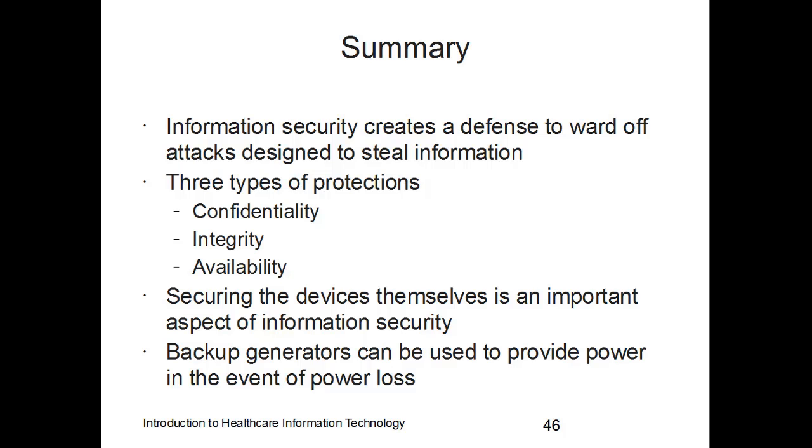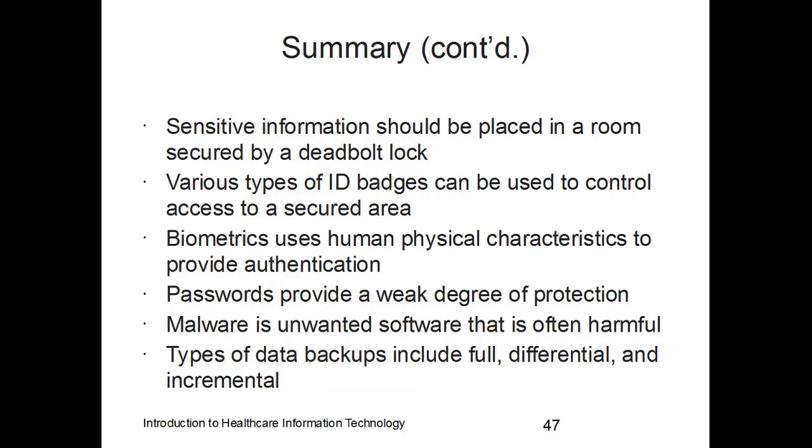Okay, that brings us to the end of this chapter, chapter number 7. A quick summary of what we discussed. Information security creates a defense to ward off attacks designed to steal information. There are 3 types of protections: confidentiality, integrity, and availability. Securing the devices themselves is an important aspect to information security. Backup generators can be used to provide power in the event of a power loss. Sensitive information should be placed in a room secured by a deadbolt lock.